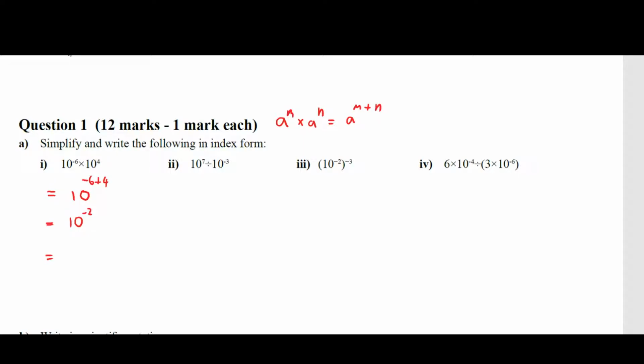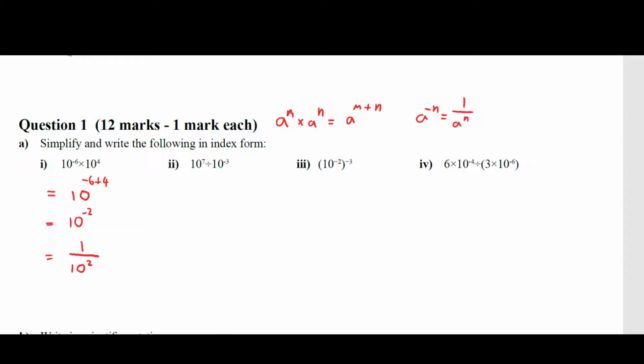And we should put our indices in positive form. So a to the power of negative n equals 1 over a to the n. All right, so that's going to be 1 over 10 squared.